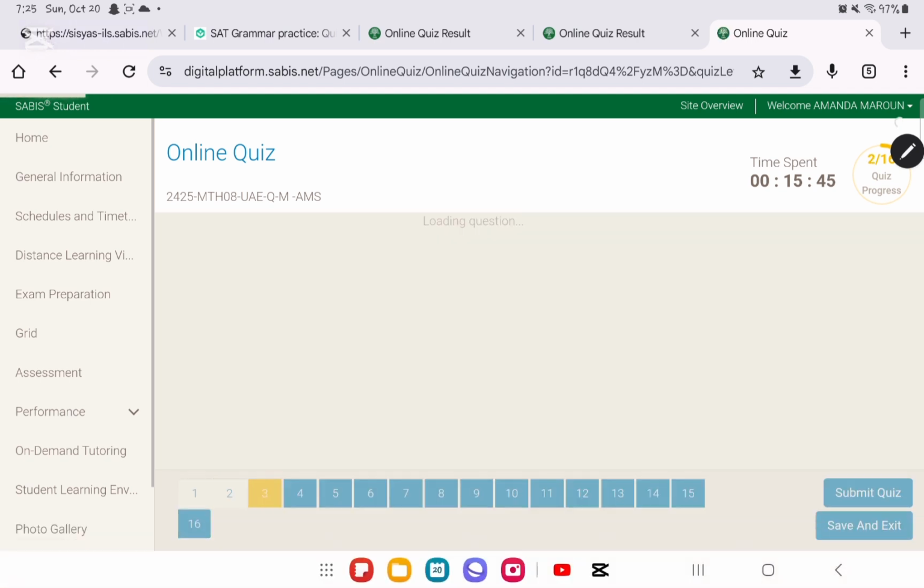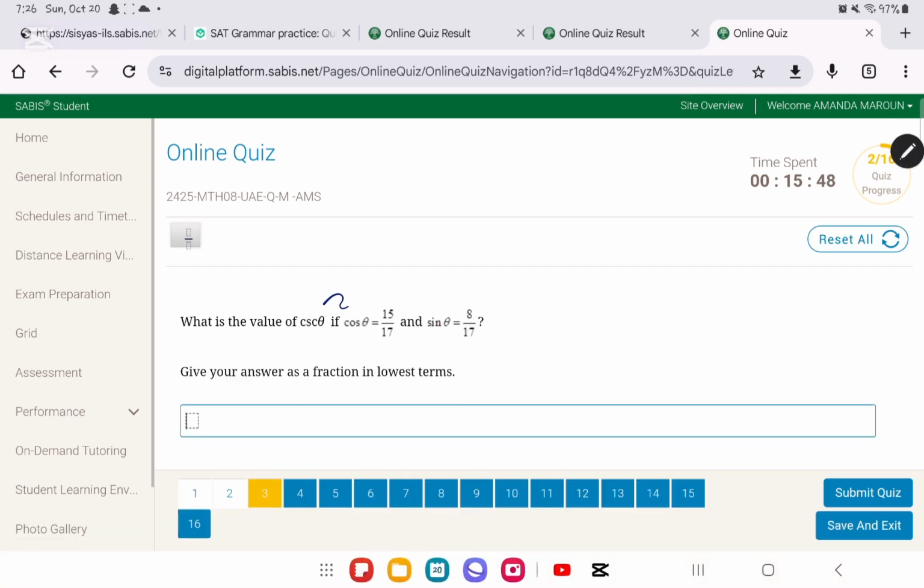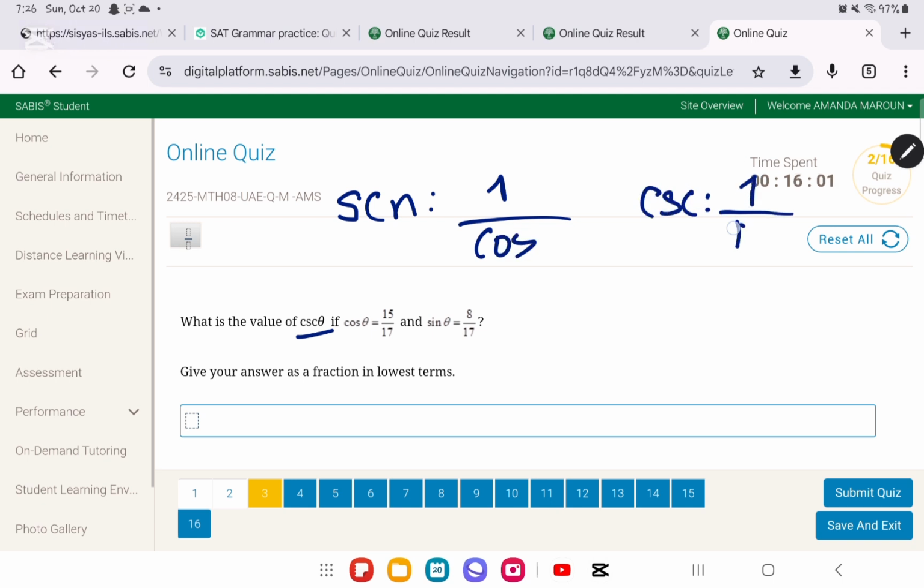Question number 3. Here we have what? We have cosecant. Remember, we have secant, I will abbreviate it. Secant is 1 over the cosine. Cosecant is 1 over the sine. And cotangent is 1 over the tangent. Okay? So they're asking us for the value of the cosecant, if we have that our cosine is 15 over 17 and our sine is 8 over 17.